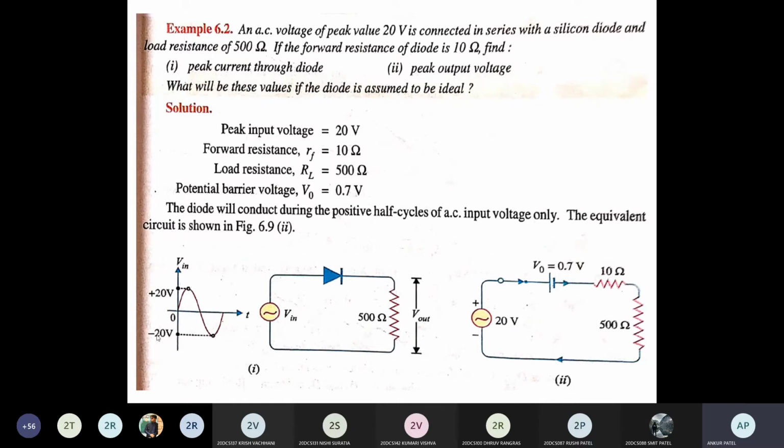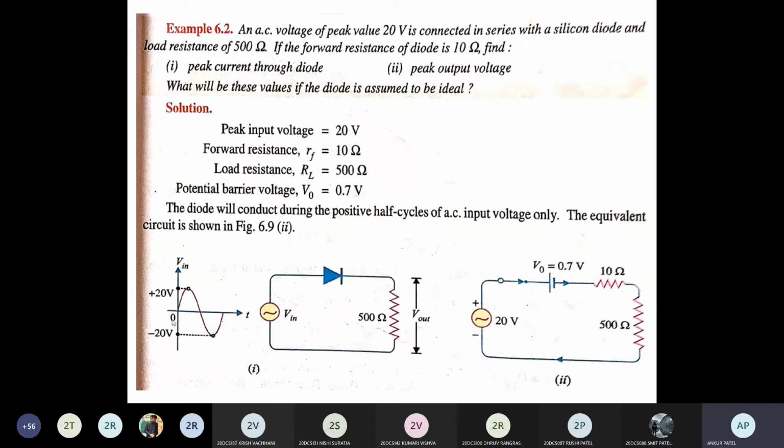Here the peak value is given, plus 20 and minus 20, connected in series with a silicon diode and a load resistance of 500 ohm. If the forward resistance of the diode is 10 ohm, find the peak current through the diode and the peak output voltage. What will these values be if the diode is assumed to be ideal? So two cases are given. In the first case, we find according to the given data, and in the ideal case, we assume V0 and the other parameters are zero. So we have to get the peak current and peak output voltage.